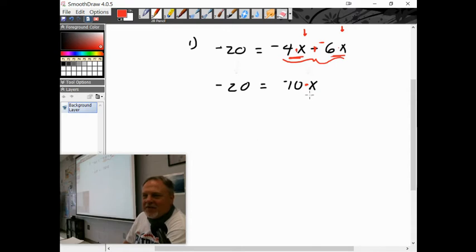All right. So we're going to divide both sides by that negative 10. Just go ahead and draw your fraction bar. You're going to divide it that way. And there you go. I'll give you a chance to catch up with me there.